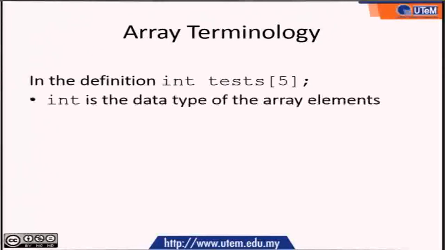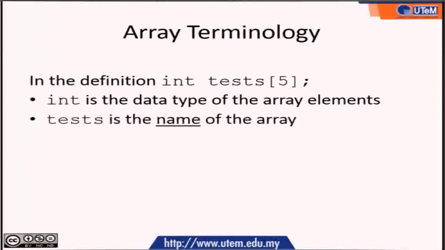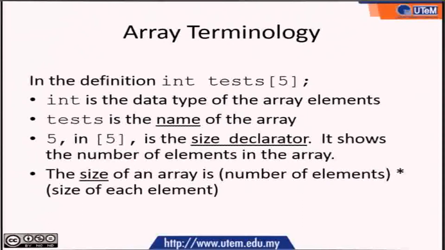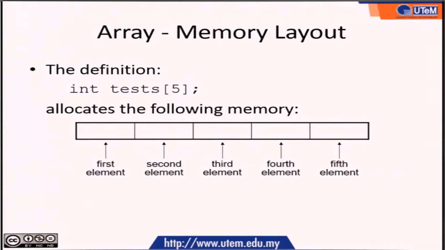int is the data type of the array elements. test is the name of the array. 5 in the bracket is the size declarator. It shows the number of elements in the array. The size of an array is the number of elements times the size of each element. The test5 array means that it allocates memory for up to 5 elements.